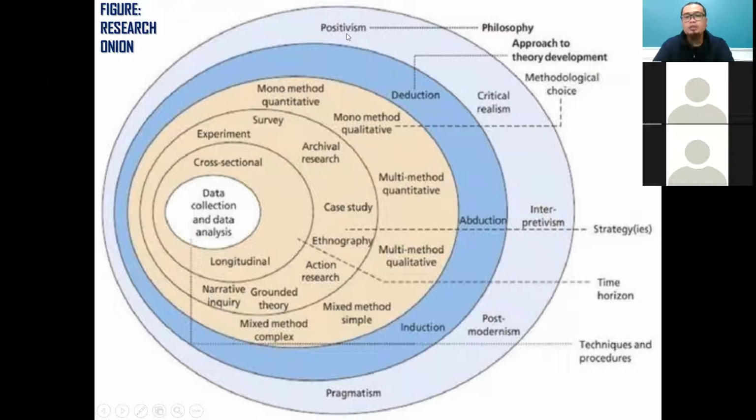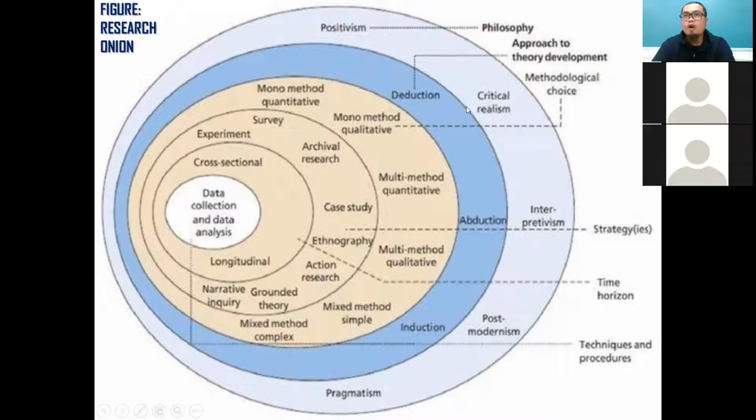Saunders proposes only 1, 2, 3, 4, 5. It's very limited, quite general. Actually, we have many research philosophies. It depends on your topic and your field. So we have positivism, critical realism, interpretivism, postmodernism, pragmatism. I will just give a quite simple example.